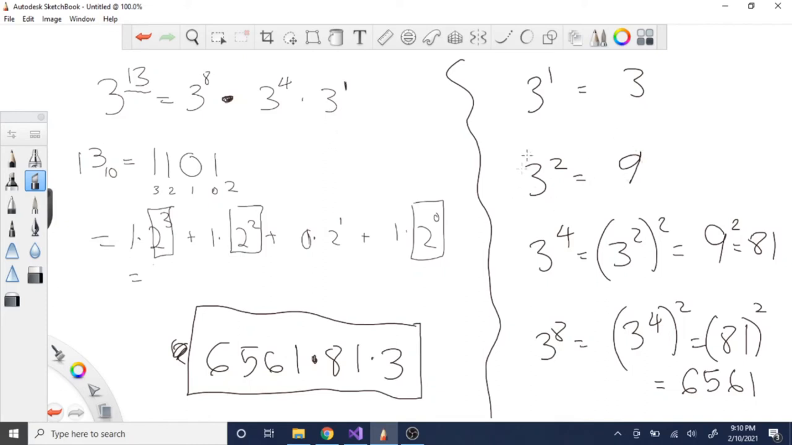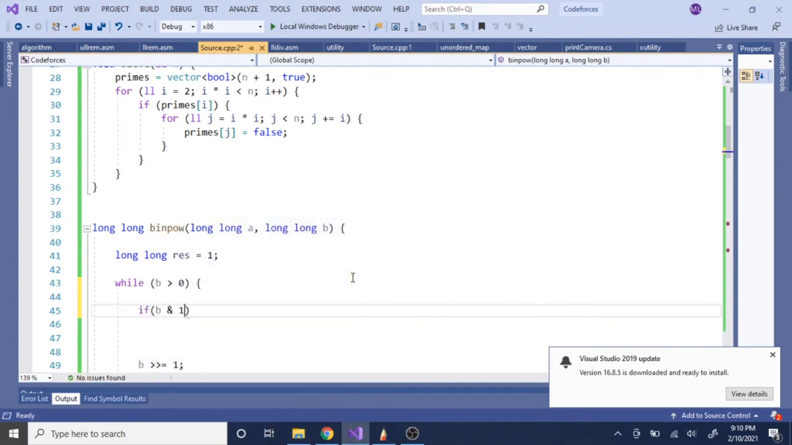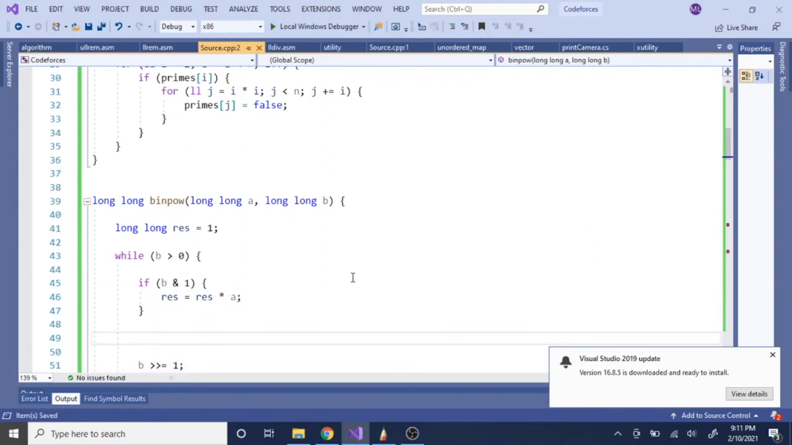Because if it's even, then I would take my previous result and just square it. If it's odd, like 3 to the 1st equals 3, I just multiply it by a. So to check if it's odd, a fast way is to take b and 1. If this is odd, my result is going to equal result multiplied by a, because that's just taking the result and multiplying it once by a. Otherwise, I'm going to square it.